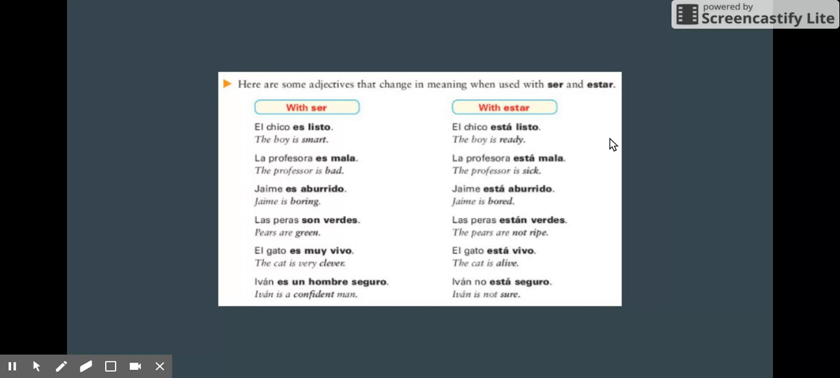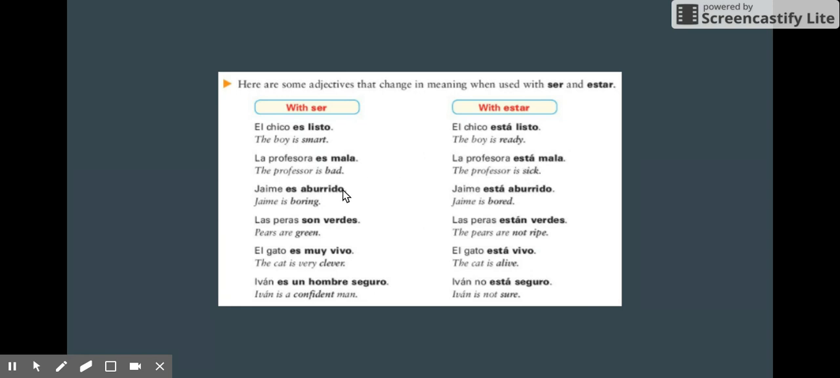There are also several adjectives that change their meaning when using either ser or estar. For example, listo, when used with ser, indicates that someone's smart, so el chico es listo. But when it's used with estar, it indicates that a person is ready. So el chico está listo, the boy is ready. La profesora es mala indicates that the professor is bad, it's a bad person, whereas la profesora está mala indicates that the professor is sick.